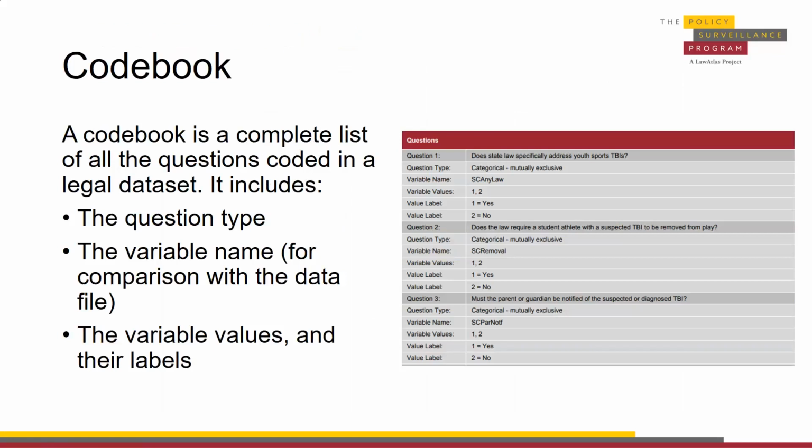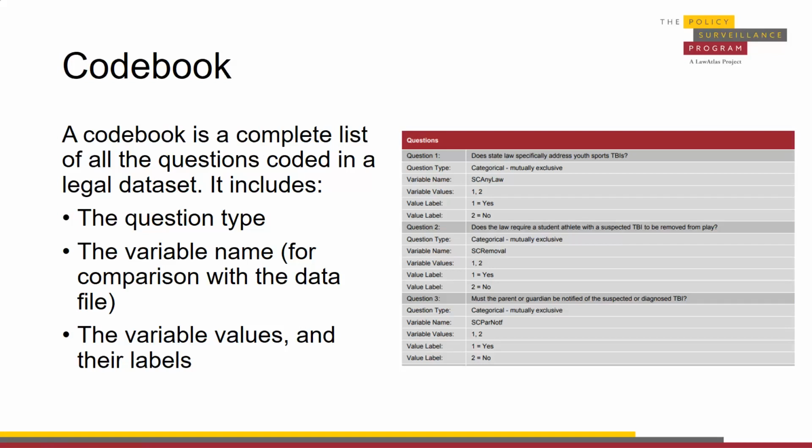Sure, and we've just got a few slides left, so bear with me. So I'm going to tell you about the Codebook. The Codebook is a complete list of all the questions that are coded in a legal data set. So that's going to include your question type, the variable name, and then the values of those variables and their labels. So the Codebook, along with the data set's statistical data, can be used together for evaluation.